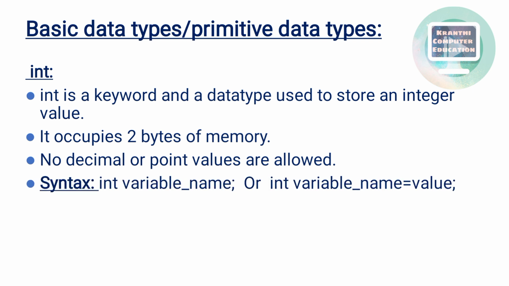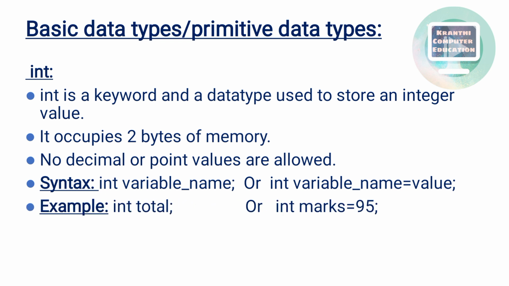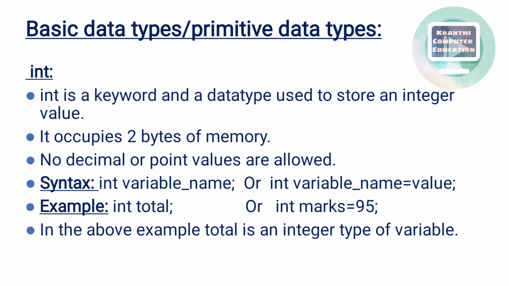Syntax to create integer variables. The syntax to use the int data type is: int space variable name semicolon, or int space variable name equals to value semicolon. Let us see the examples for these two syntaxes. The first example is int total. The second example is int marks equals to 95. In the above example, total is an integer type of variable.